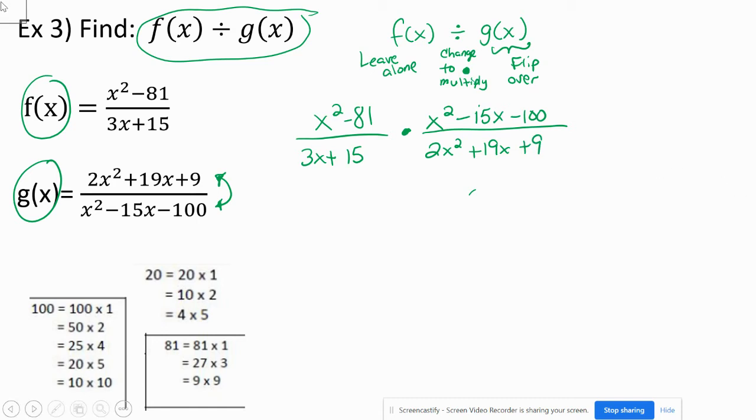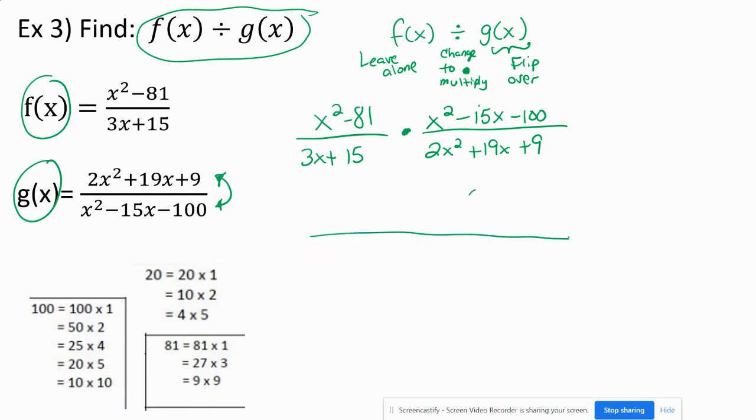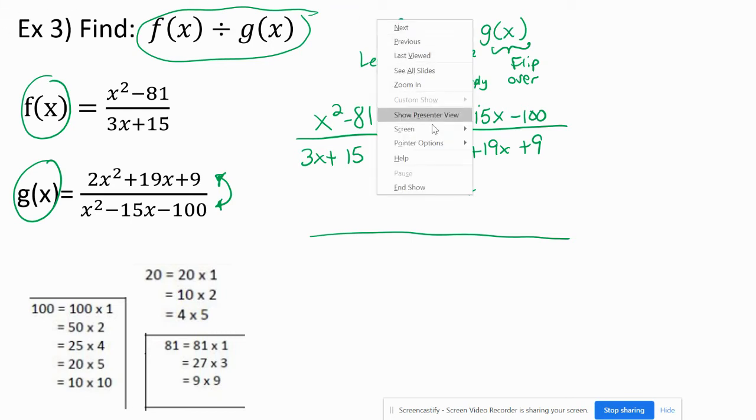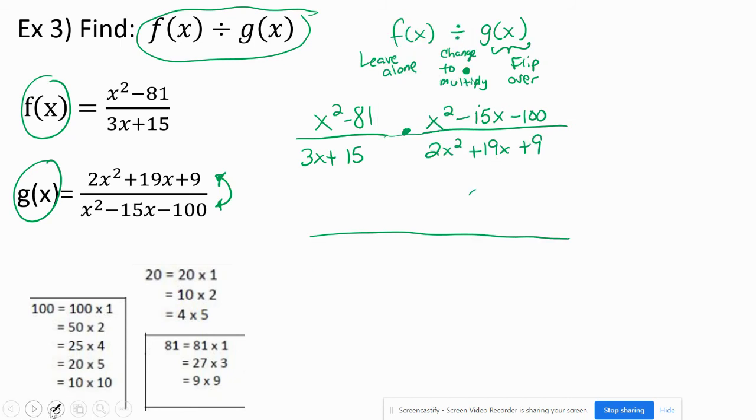Okay, then since it's multiply, you can think of it as just one straight bar. Draw that line through, and then we're going to start factoring. I was hoping I could change colors here. There we go. Okay, so I'm going to look here on the bottom left.